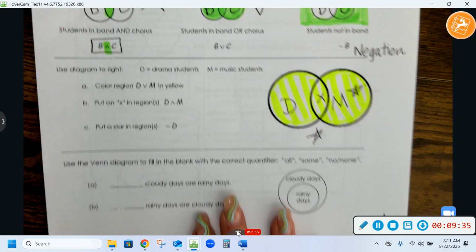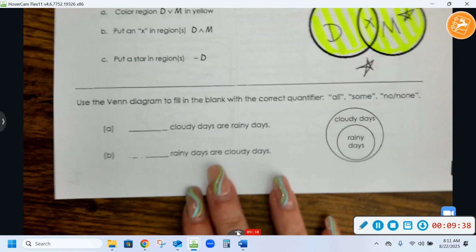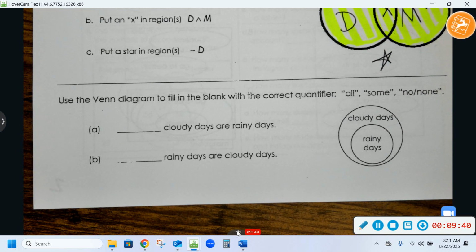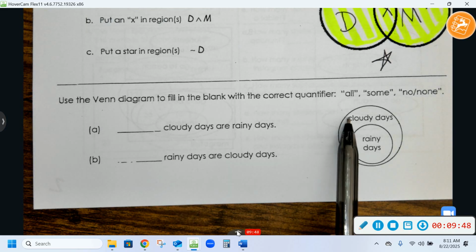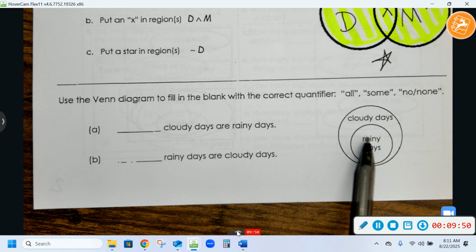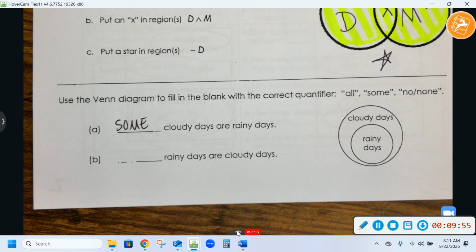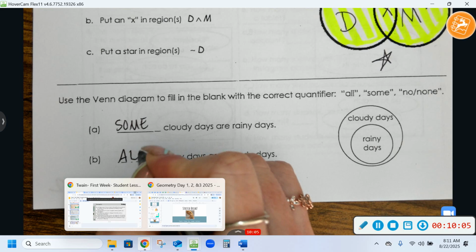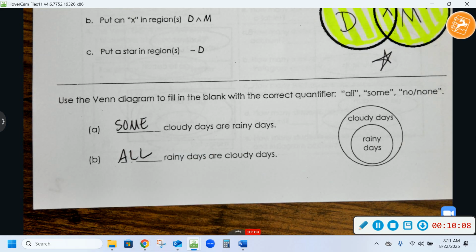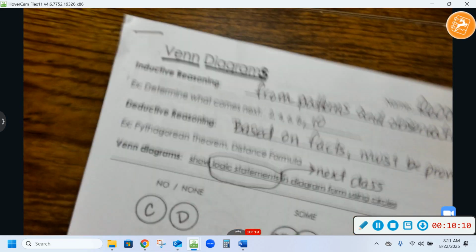Alright, let's try this next one. Okay, looking at this Venn diagram, are we going to say all cloudy days are rainy days, some cloudy days are rainy days, or no cloudy days? Some, good job. And then some, all, or none? All for all rainy days. Uh-oh. Good. Turn the page.